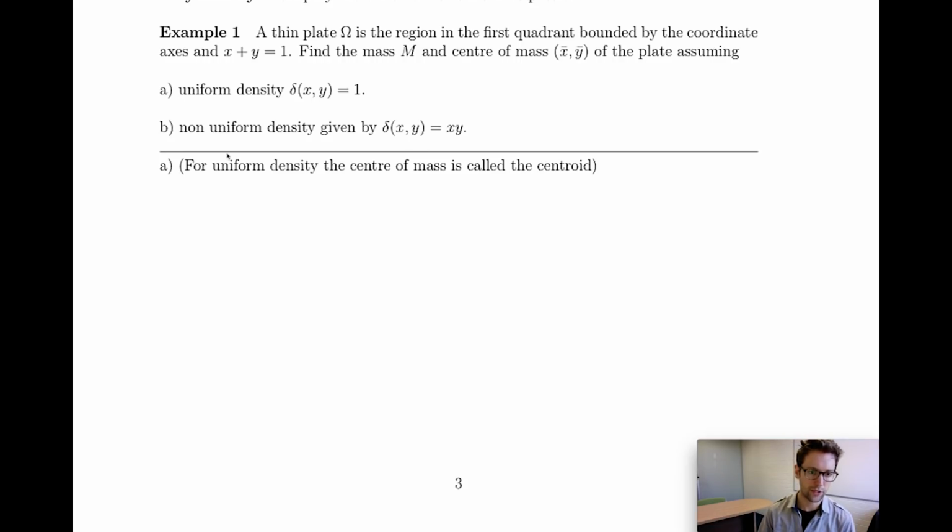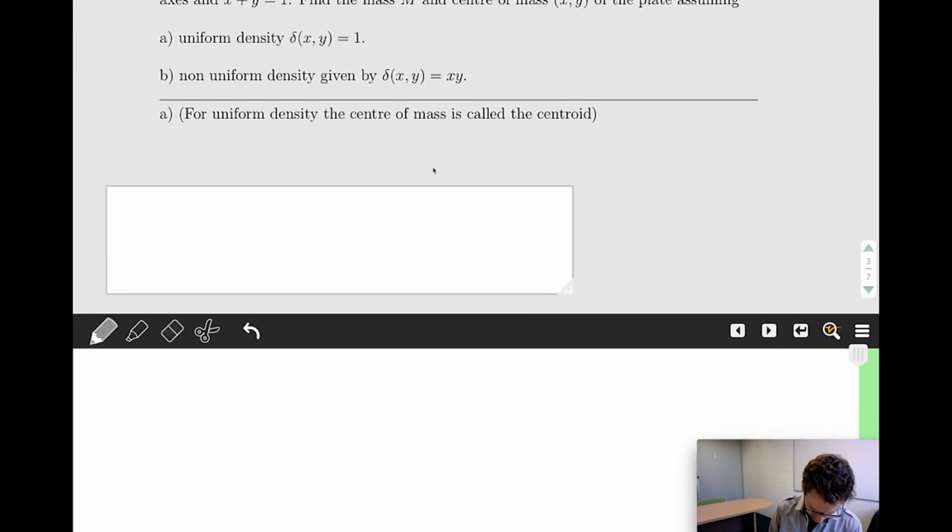So by the way, when we're dealing with something that has a uniform density, so the same mass per unit area at every point in space, then the center of mass that we get there will be exactly the same as the centroid. It'll be the geometric center of the object. So the first thing we need to do here is to sketch our region of integration before we can set up the appropriate double integrals. So let's sketch our region of integration.